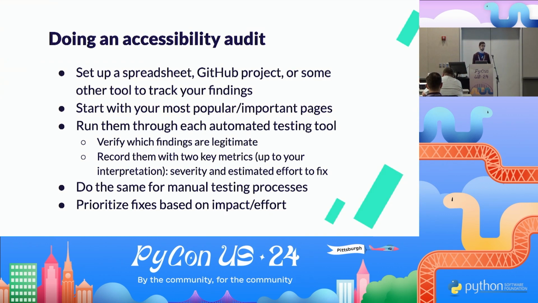Run them through each automated tool, for as much time as you can stomach and as many different tools as you can stomach. Verify which findings are legitimate. Record them in your spreadsheet or project, however you're tracking it. And I think there are two key metrics when you record them. You should give them an indication of severity and your best guess at an estimated level of effort it would take to fix that.